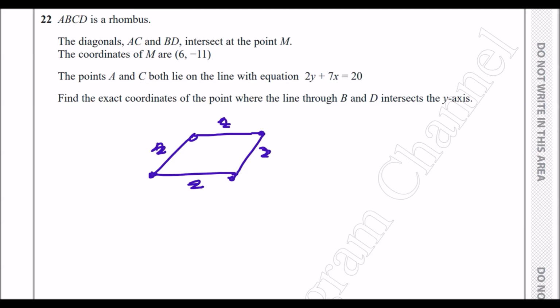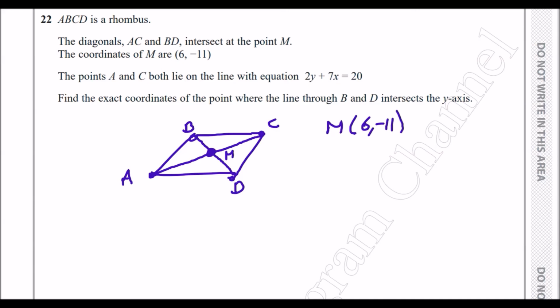So what I'm going to do is tidy this up a bit. Erase this, and start giving some things names now, yeah? So we're going to call this A, B, C, D. It says the diagonals AC and BD, so diagonals all the way across and all the way across here, intersect at point M. The coordinates of M are (6, -11).